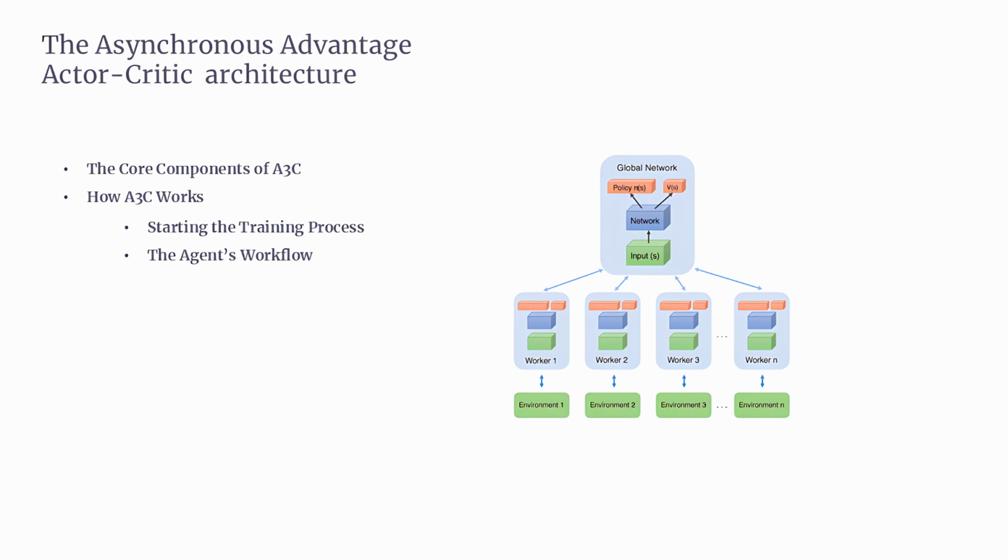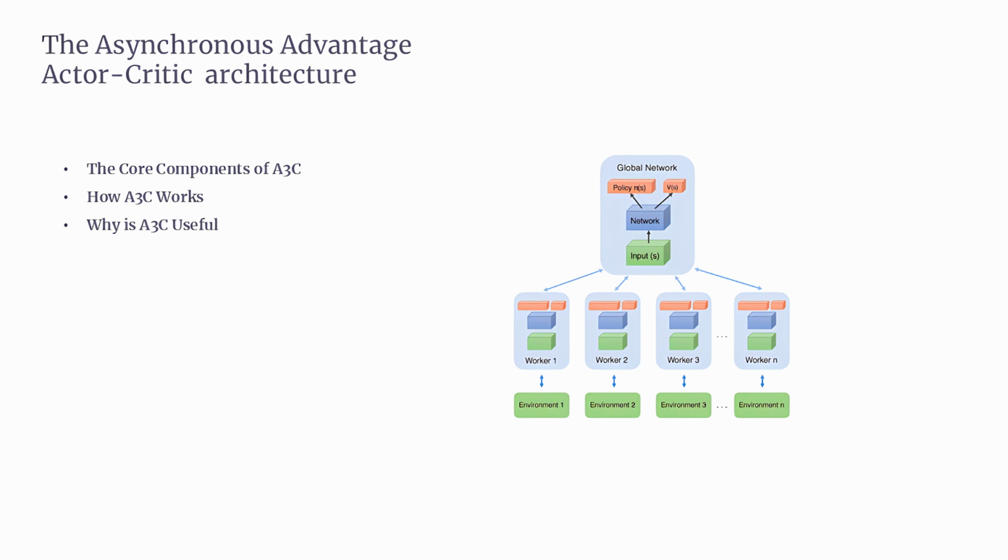Compute losses using the data collected, policy loss for decision-making and value loss for state evaluation. Calculate gradients based on these losses. Update the global network with these gradients. Repeat the process as agents continue to explore and learn.